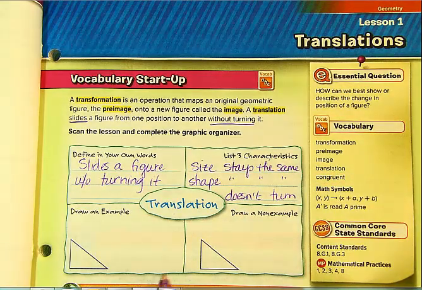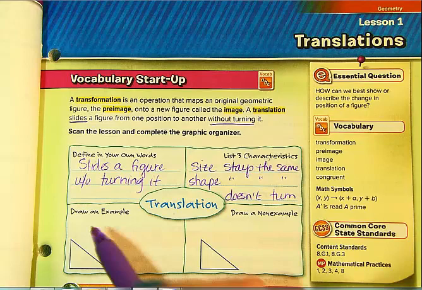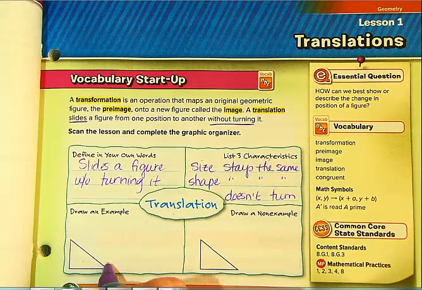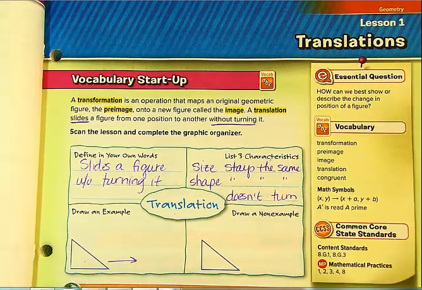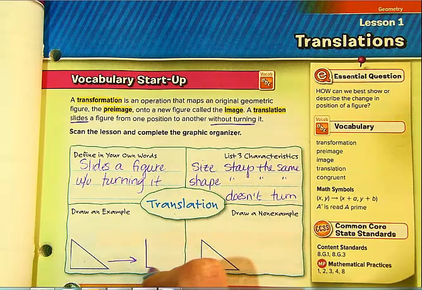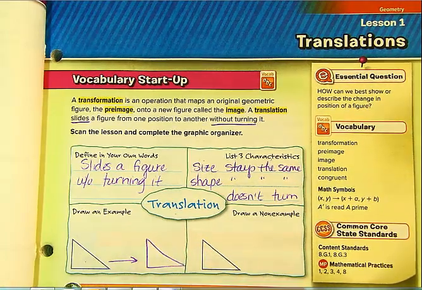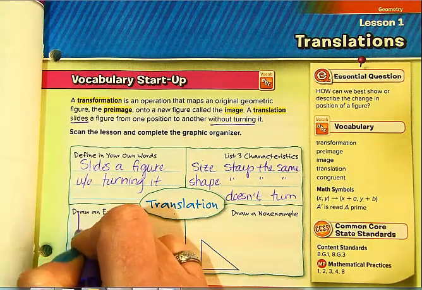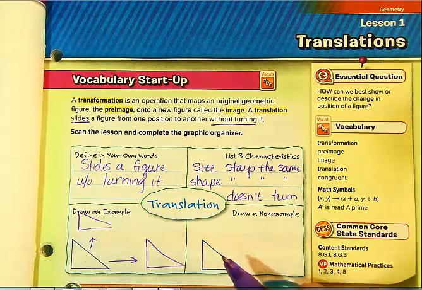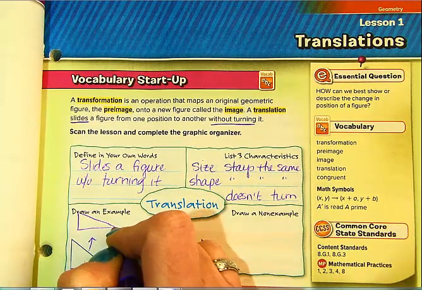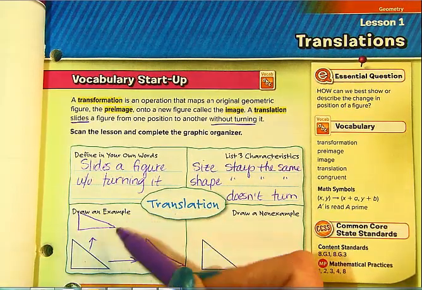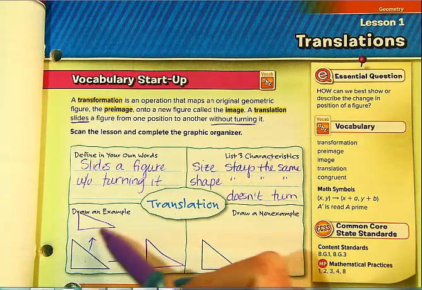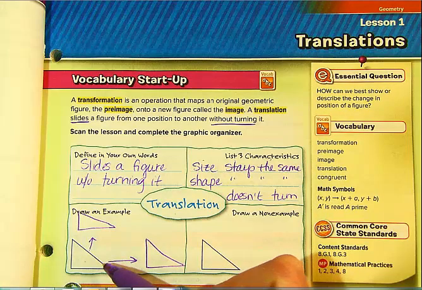So, draw an example of a translation. So here is my triangle. I can translate it to the right. It's still going to be the same shape and the same size. I can translate it up. It's still going to be the same shape and the same size. And that one's a little bit smaller, but that's because I'm freehanding it. But you get the idea. It does not change the direction that it's facing, and it doesn't get bigger or smaller.